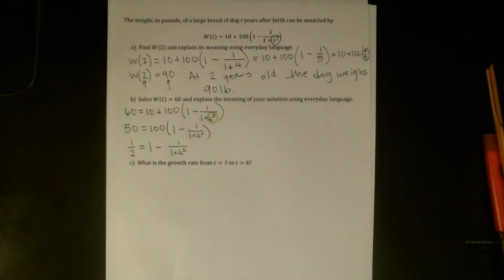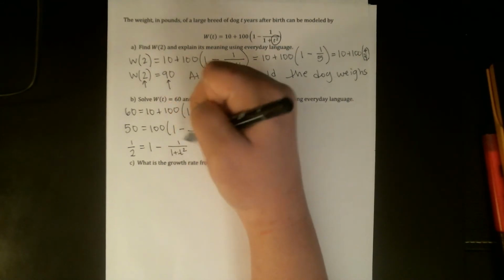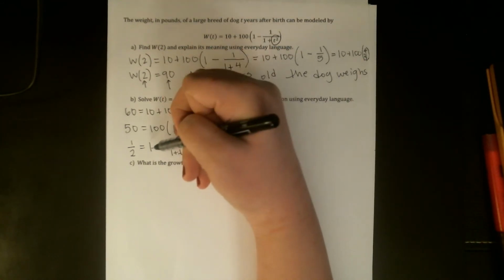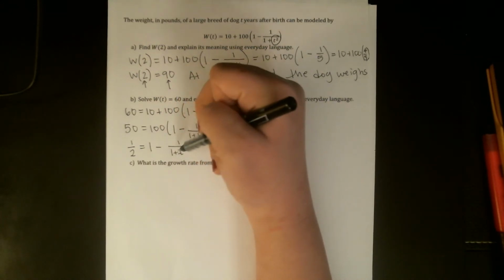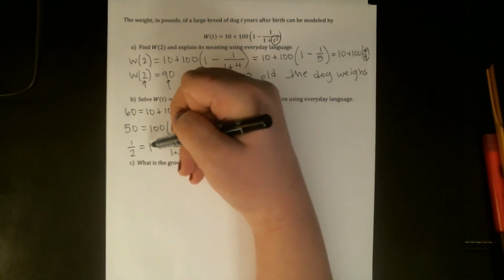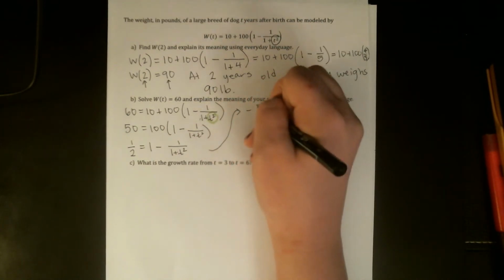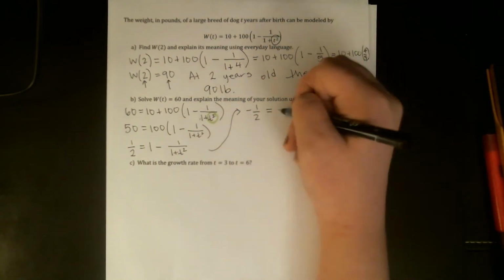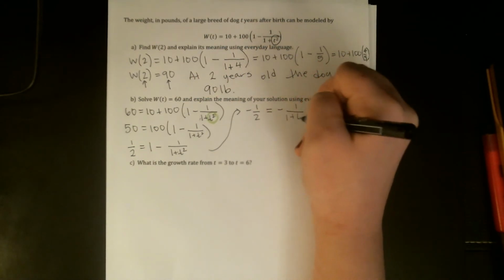The next thing I need to do is get rid of the 1. There is a subtraction here, but the thing that's being subtracted is the 1 over 1 plus t squared. So if we want to get rid of the 1, we want to think of this as negative 1 over 1 plus t squared plus 1. And to get rid of a plus 1, we need to subtract it from both sides, which is going to leave us with negative 1/2 equal to negative 1 over 1 plus t squared.